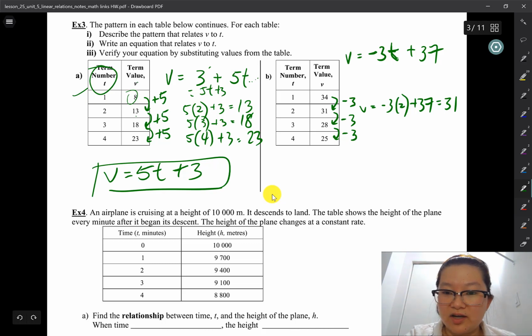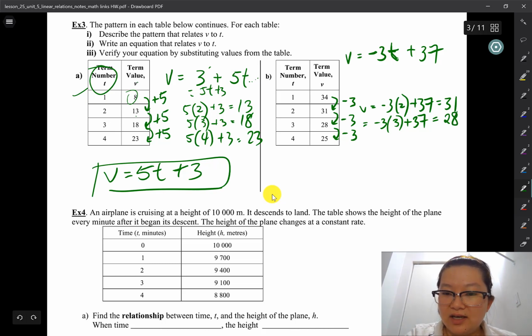Hey, it works. Let's try again. Okay, negative 3 times 3 this time plus 37. So this gives me negative 9 plus 37. That's going to be 28. Oh, hey, yeah, there you go.